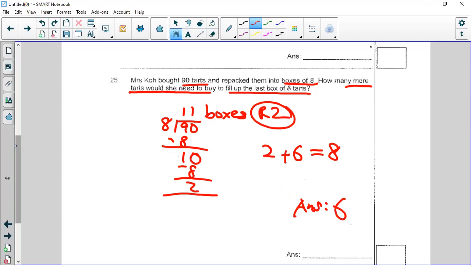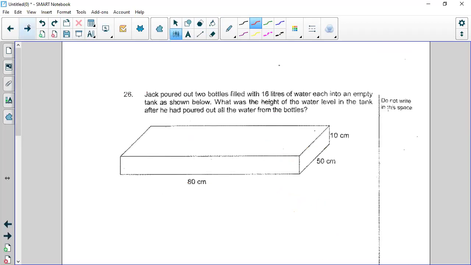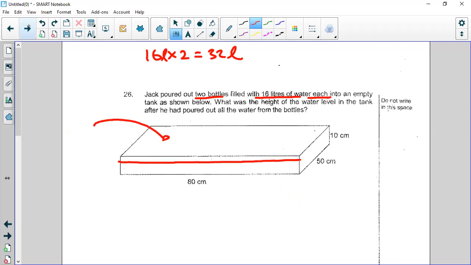Okay, question 26. Okay, next one. Jack poured out 2 bottles filled with 16 liters of water each. So immediately, even if I don't read the whole question, I know that I will need to find how much is 2 bottles, right? 16 times 2 equals 32 liters, right? Sometimes you don't have to read the whole problem. By reading the first sentence, you know what to do already, right? So just times 2 to get 2 bottles. And you pour all the water inside here. And what's the height of the water level in the end?